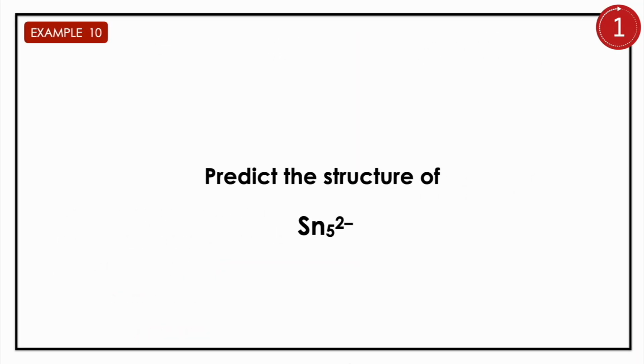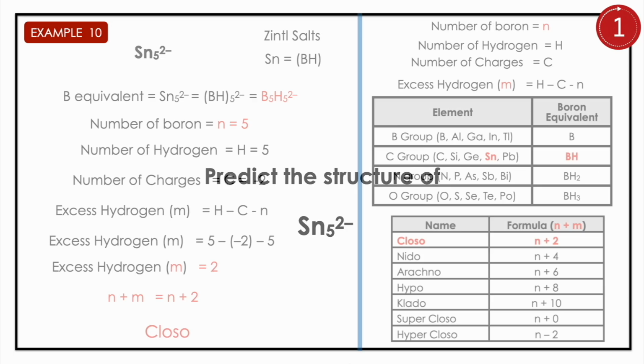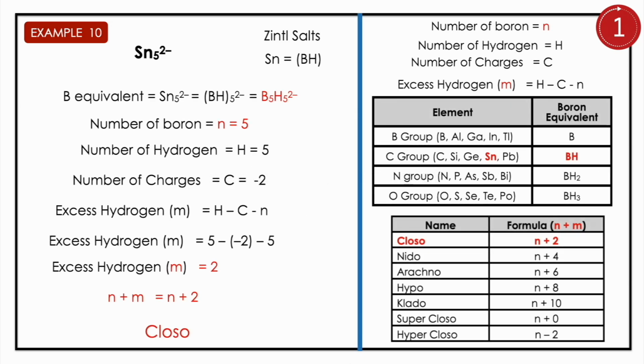Then the next example, here Sn5 2 minus is given, tin dianion. You should find the structure using Wade's rule. Here tin metal cluster is given, clearly a Zintl salt. You should find boron equivalent. Tin is in carbon group. Equivalent will be BH. So if you substitute BH for tin, the formula becomes (BH)5 2 minus. If you rewrite it, B5H5 2 minus. The compound becomes simple borane.